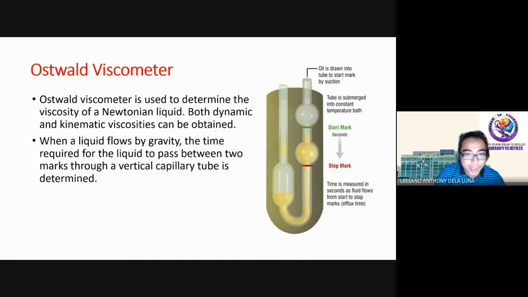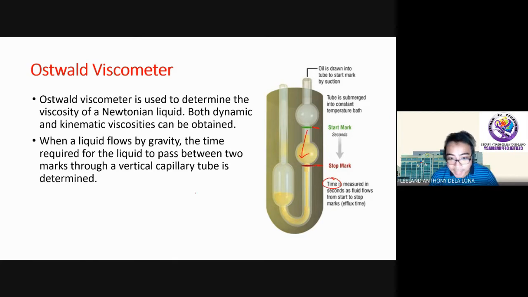Now, when a liquid flows by gravity, the time required for the liquid to pass between two marks through a vertical capillary tube is determined. So, class, you have a starting mark here, and then a stop mark here. You time how fast this liquid goes down. Time is very important here to determine viscosity.